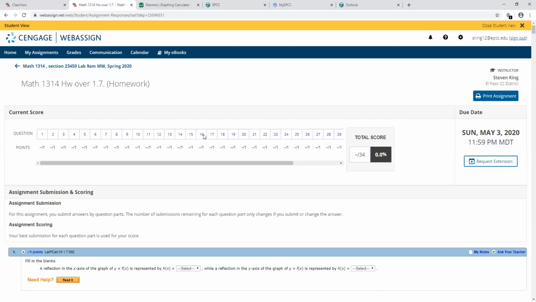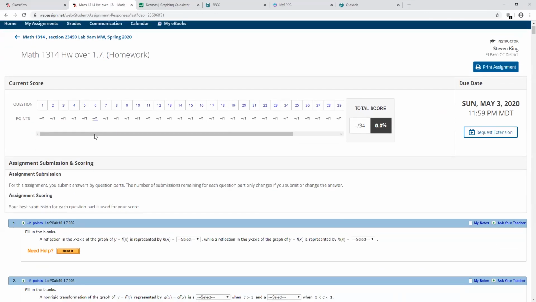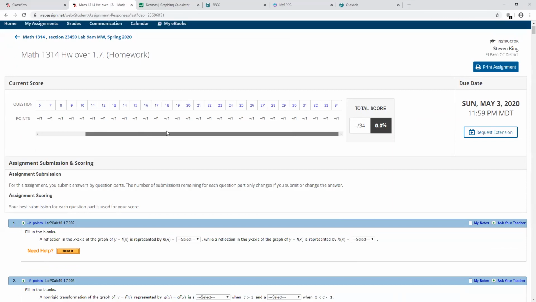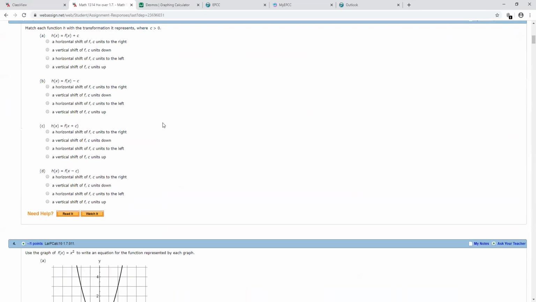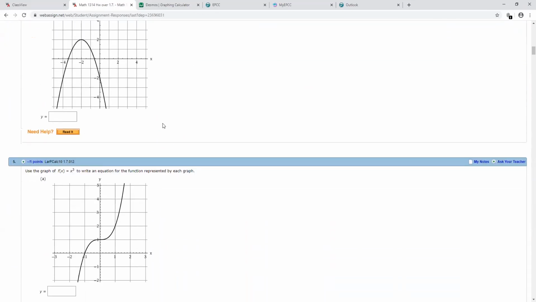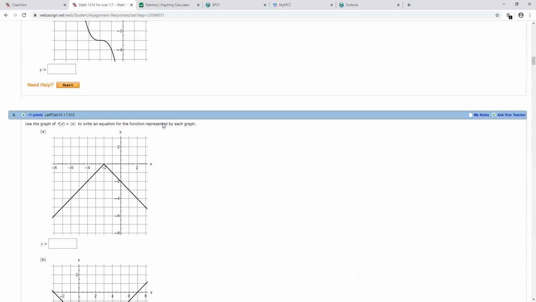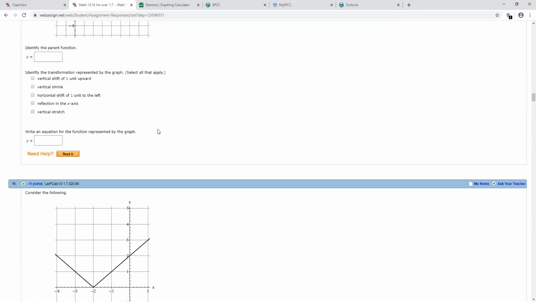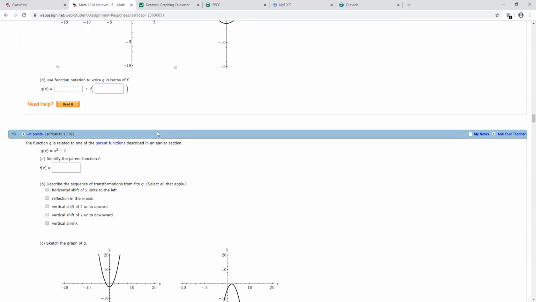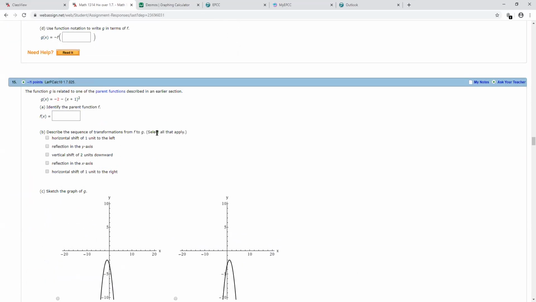Okay, so don't be unnecessarily intimidated. There's a lot of questions here, but once we learn it, they're mostly quick questions. So don't panic. Okay, I'm going to jump right to what we were talking about, which is towards the bottom of the assignment.